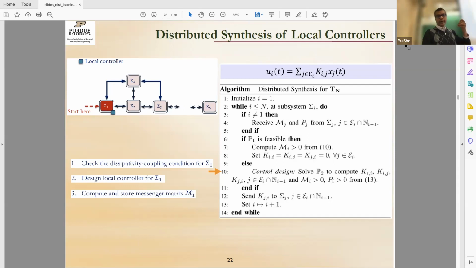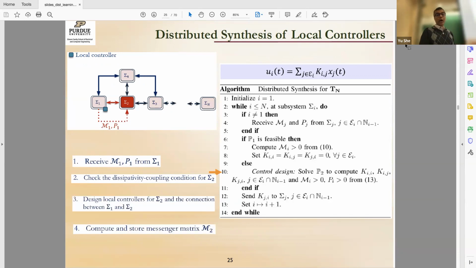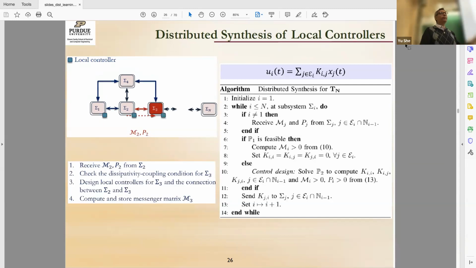Then the second subsystem comes in. All it needs from its local neighbors is how much energy they are storing in the local coupling. Once it has that, it can check its own dissipative condition, that based on its dynamics and the energy that system one is giving it through the interconnection, it is dissipative. If not, design a controller. And then it figures out for the next system, whether it's sigma 4 or sigma 3, how much energy it is going to give out. You can keep doing that. 3 does that. And sequentially, by using only the information from the subsystems that I'm dynamically coupled to, I can figure out how much energy I need to dissipate.